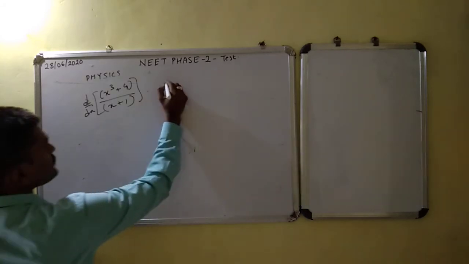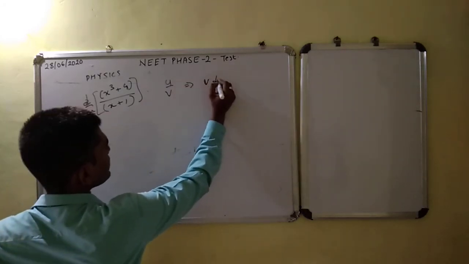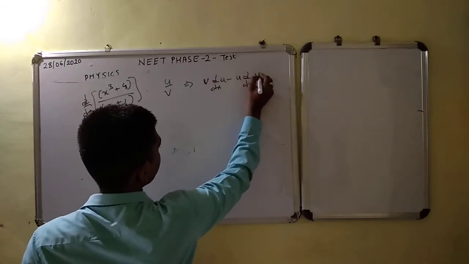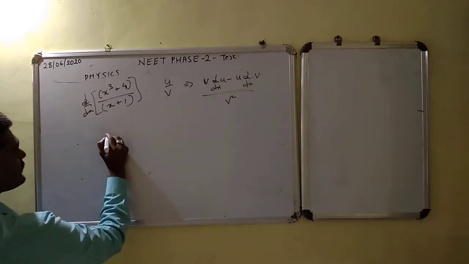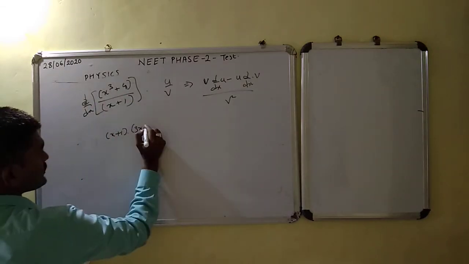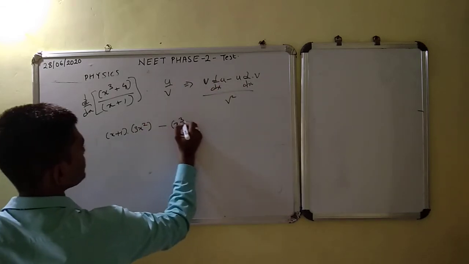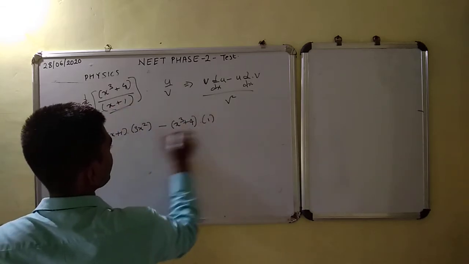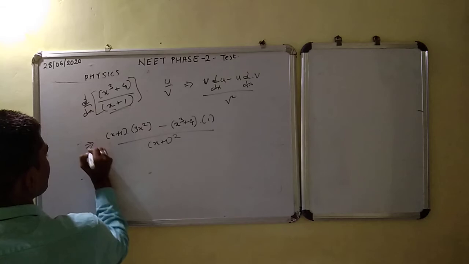So we will use the u by v rule. What is that? v into d dx of u minus u into d dx of v, upon v squared. So that is x plus 1 into the derivative of x cube, which is 3x squared, minus u. What is u? x cube plus 4 into the derivative of x plus 1, which is 1, upon v squared, which is x plus 1 squared.